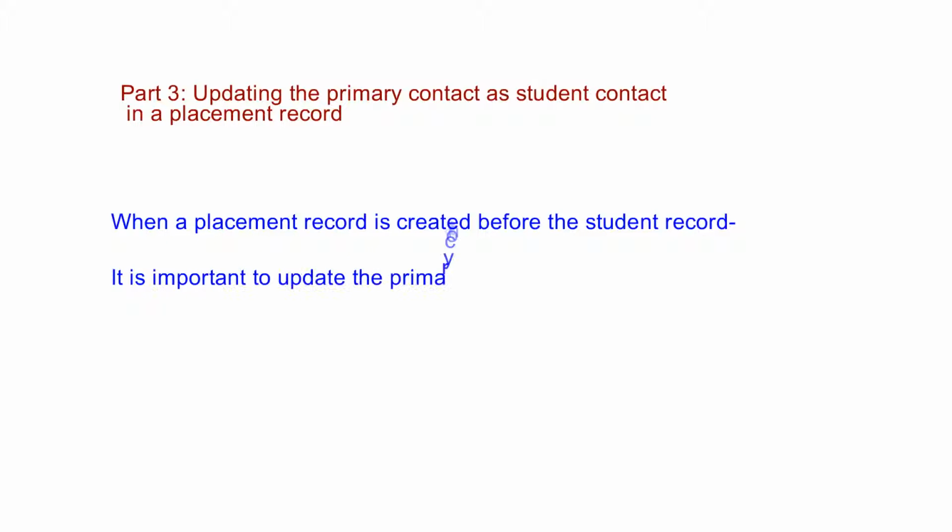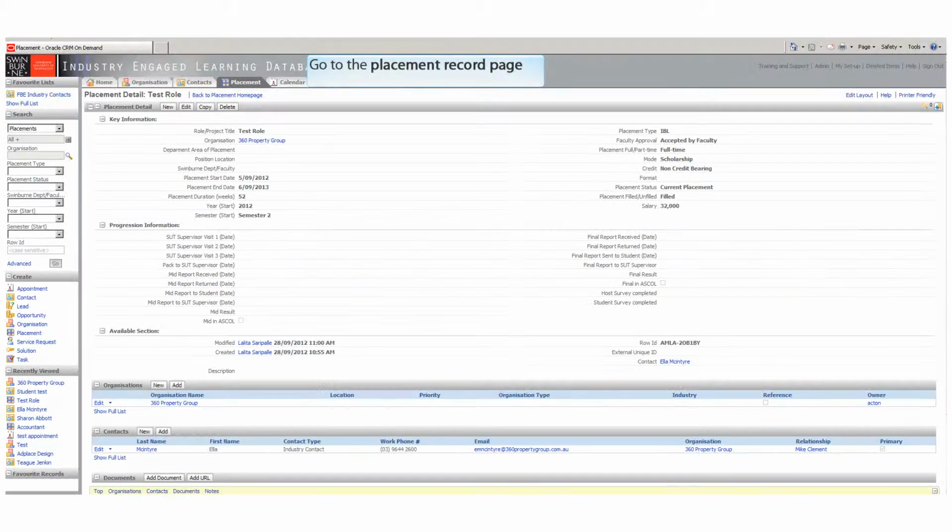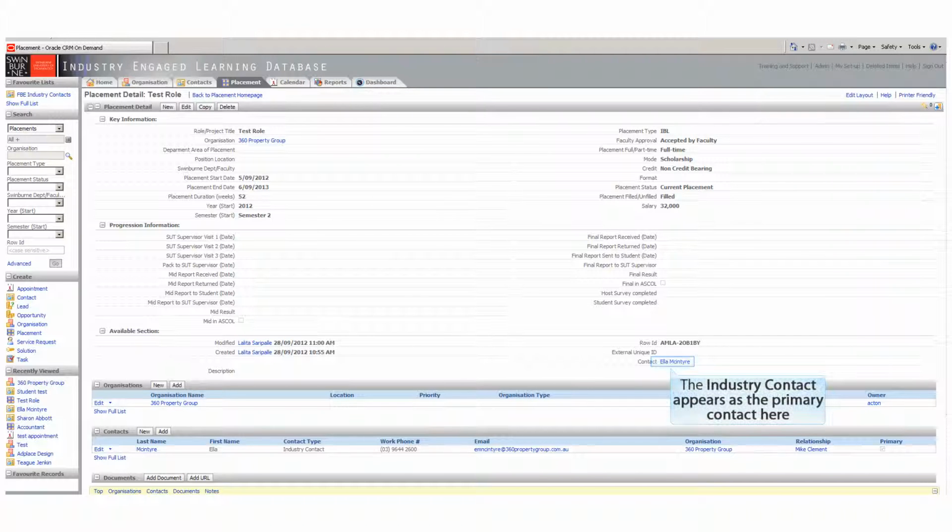Part 3. Updating the primary contact field of a placement record. When a placement record is created before the student record, it is important to update the primary contact field in the placement record after the student record has been placed. To update the primary contact field in the placement, go to the placement record page. In the placement record page, the primary contact appears to be the industry contact by default, as the industry contact is the first and the only record linked to the placement at the moment.